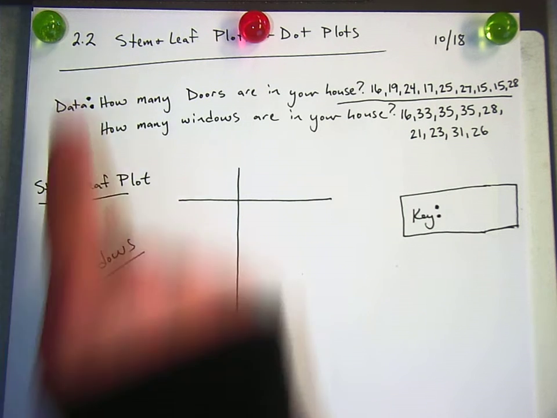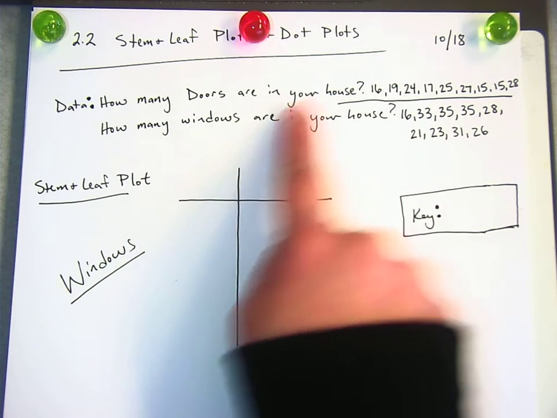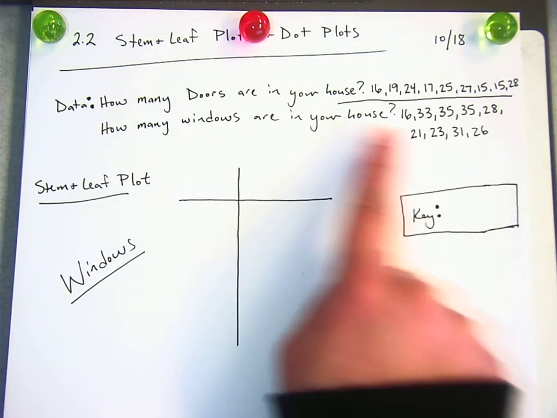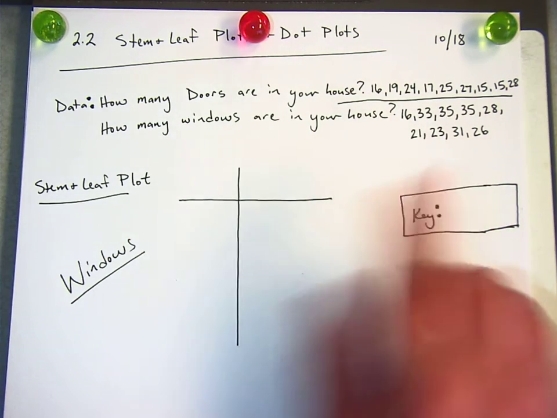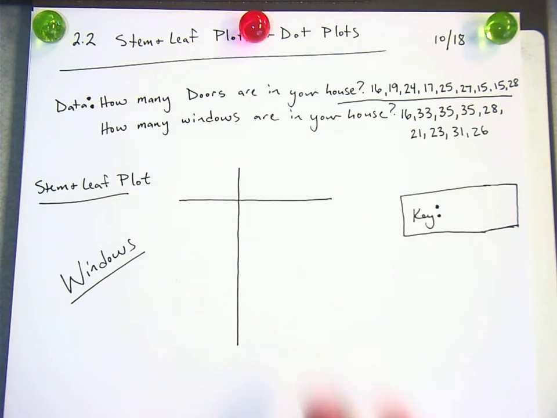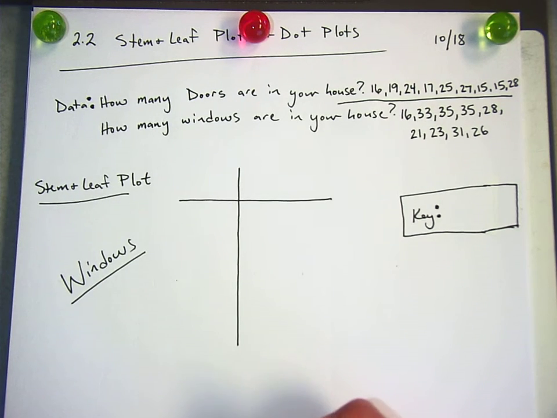So far, Colin, we have talked about how many doors are in our house, and this is our data there, and how many windows are in our house, that's our data here. We're going to talk about stem and leaf plots, and then dot plots down here. And we're going to do doors for dot plots and windows for the stem and leaf plot. Pause if you need to.